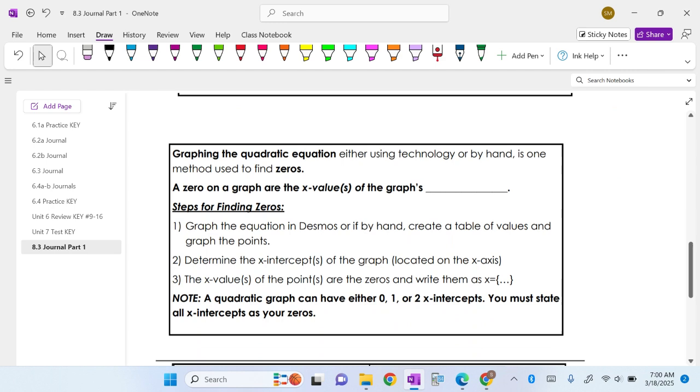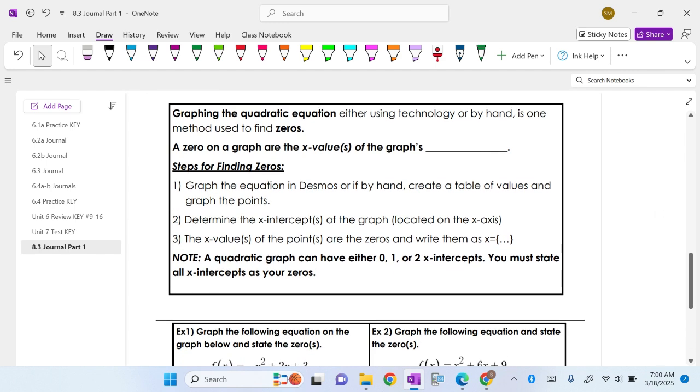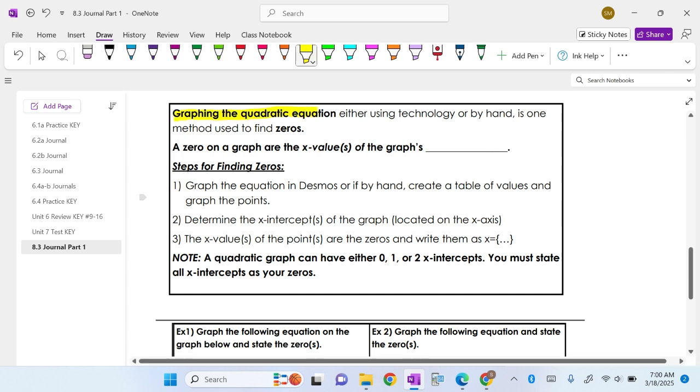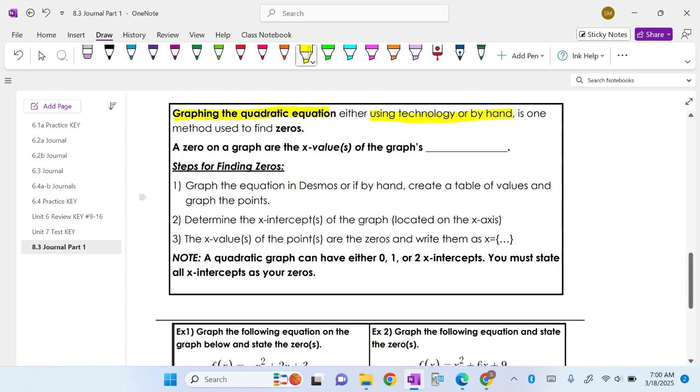All right. So if we go to the second flap, graphing quadratic equations, typically for these, we're using technology or by hand. And this is a method to find zeros. So by technology, what I mean is Desmos or your graphing calculator, but Desmos is a lot easier. I don't really expect you to do it by hand, but it's still a good practice to do for the sheer fact that you may have to do it on the EOC. So get into the habit of learning how to do that.